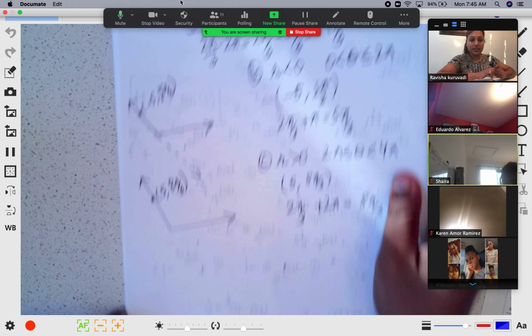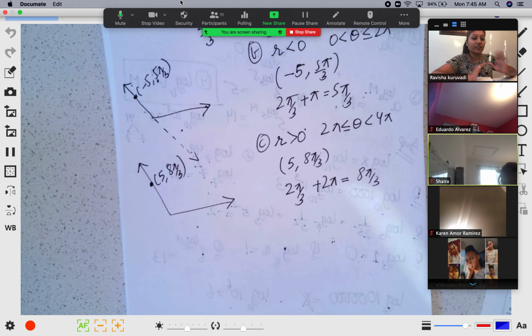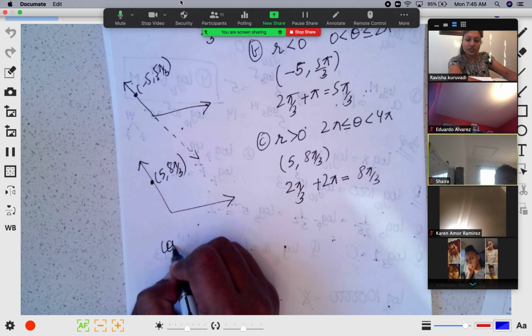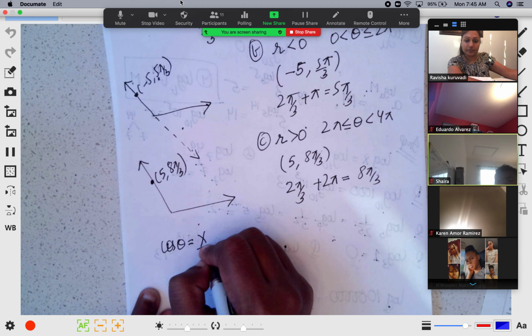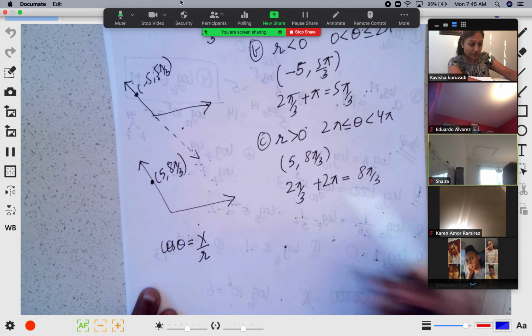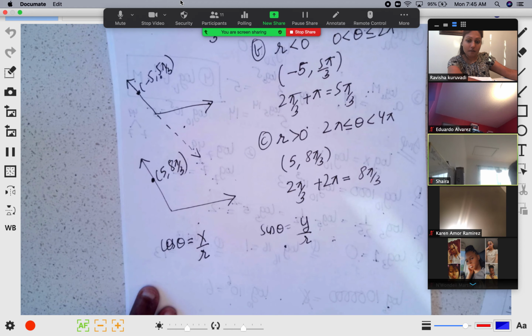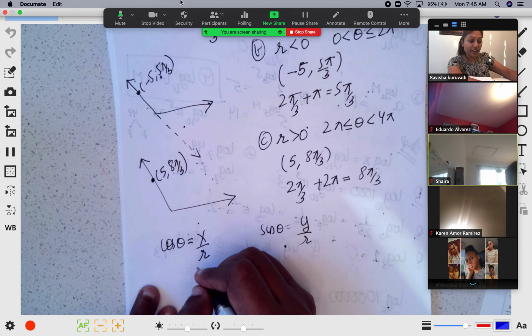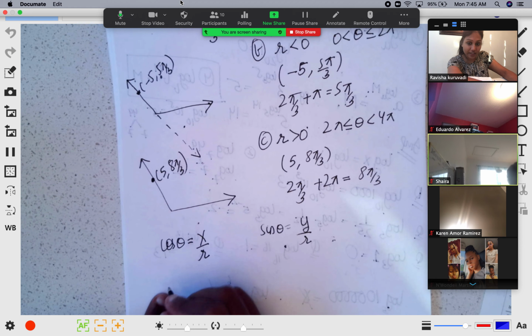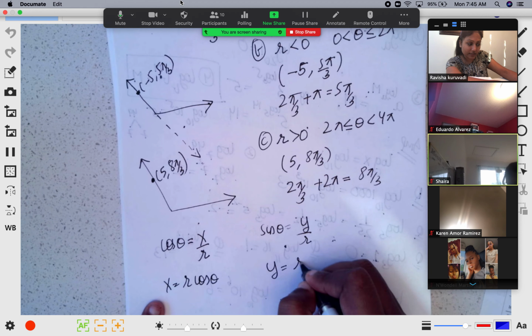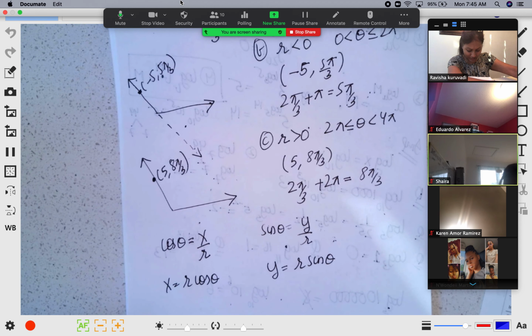Next, we are relating this to what we have done before. Remember, cosine theta was basically x over r, and sine theta was y over r. From here, if I say find the value of x and y, x is basically r cosine theta, and y is equal to r sine theta.